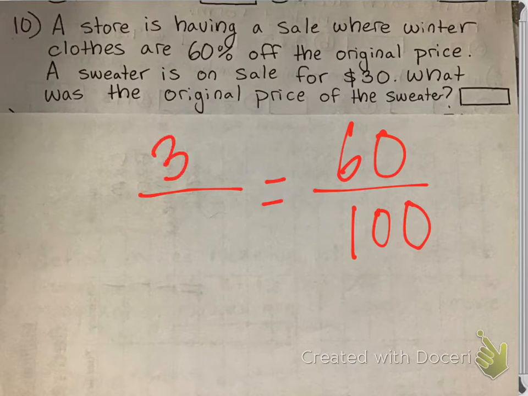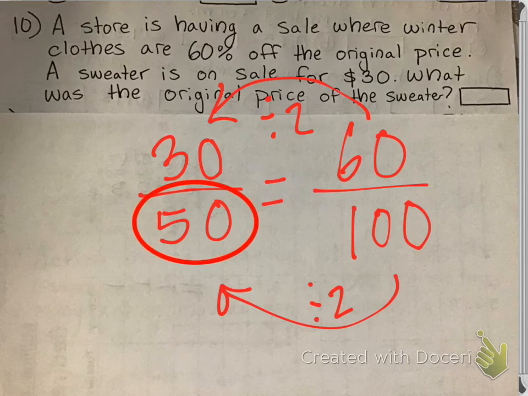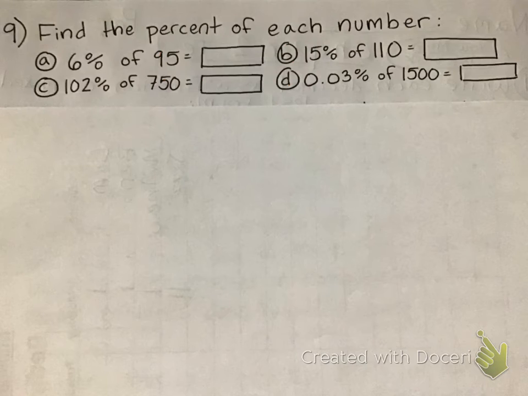It's part. How do we go from 60 to 30? What do we do, Trey? 60 to 30, we divide by 2. So we do the same thing on this side. Divide by 2. What's the answer, Rafi? 50. Now our answer is not 30 over 50 because we're trying to find this. So our answer is 50. Exactly.